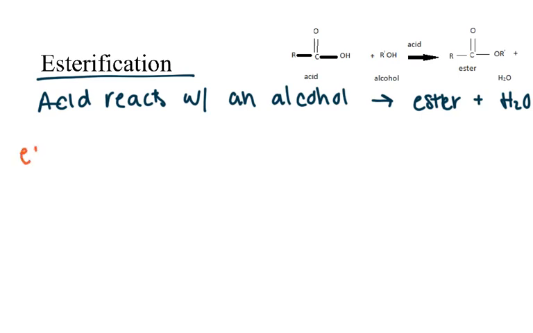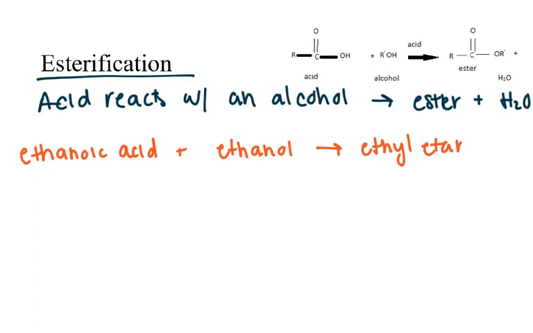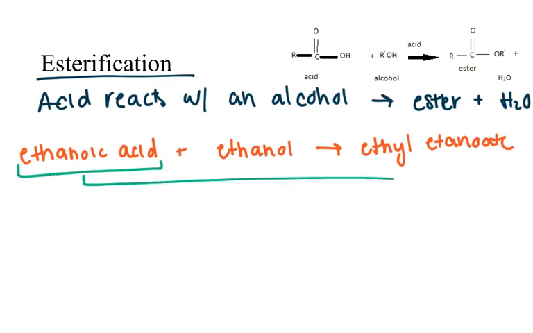We're going to do ethanoic acid, and we're going to add that to ethanol. And our product is going to be ethyl ethanoate. I am having a very hard time spelling right now. Ethyl ethanoate. There we go. So this gives us our parent chain, and this gives us our alkyl group.